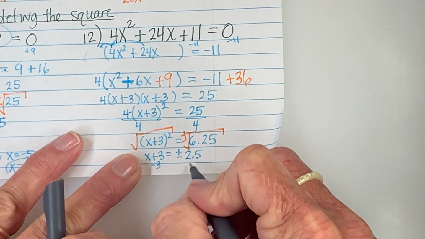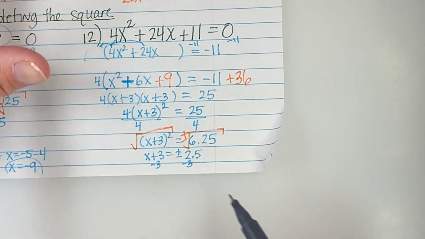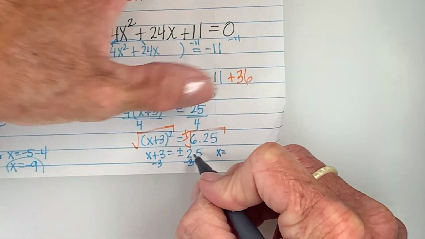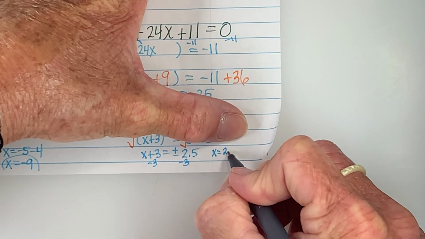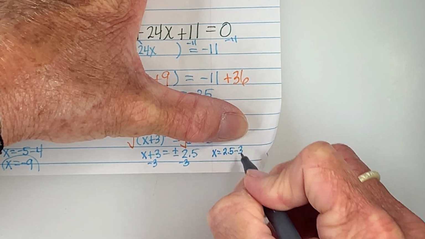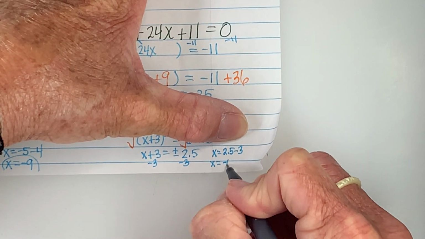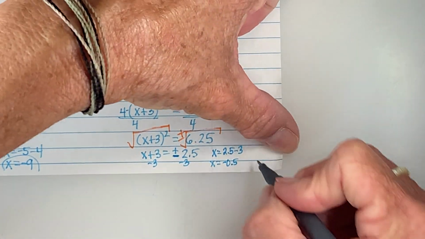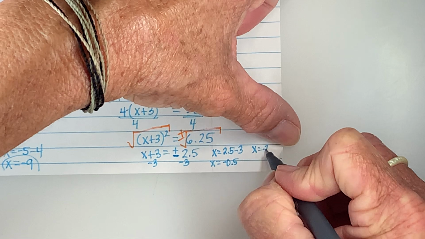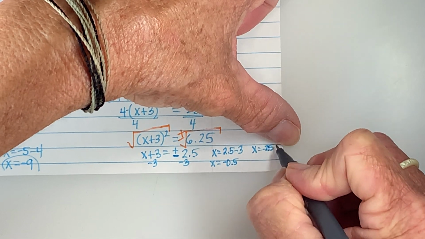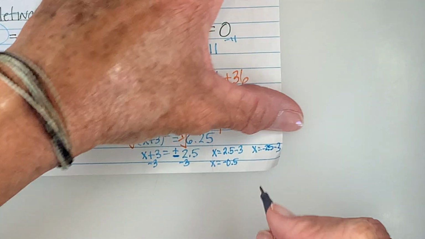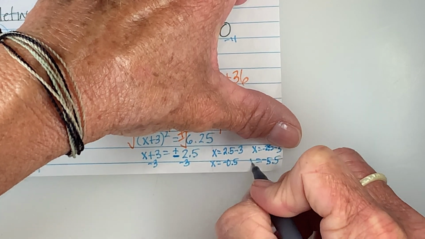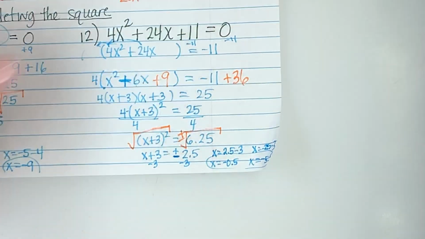So we're going to subtract 3 from both sides. So what am I doing? I'm subtracting 3. I have a positive 2.5 that I need to subtract 3 from. So that would leave me with a negative 0.5. And then I also have a negative 2.5 that I'm subtracting 3 from, and that's going to give us a negative 5.5. So those are the two solutions there.